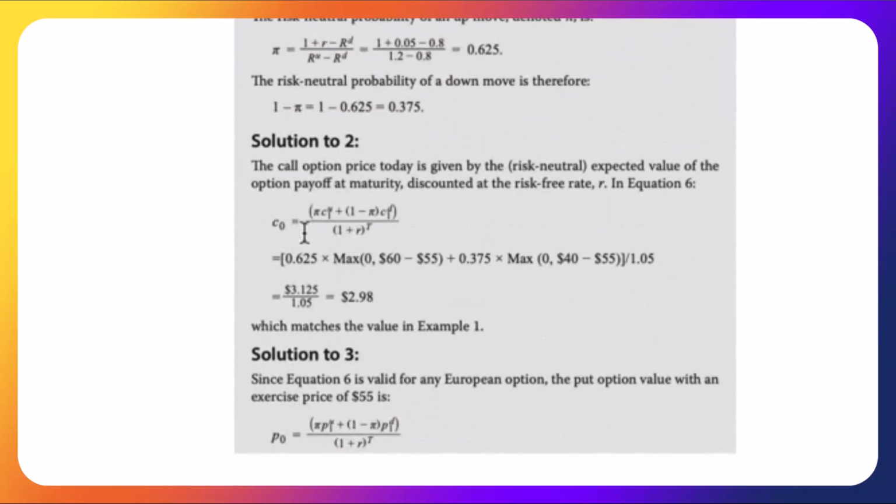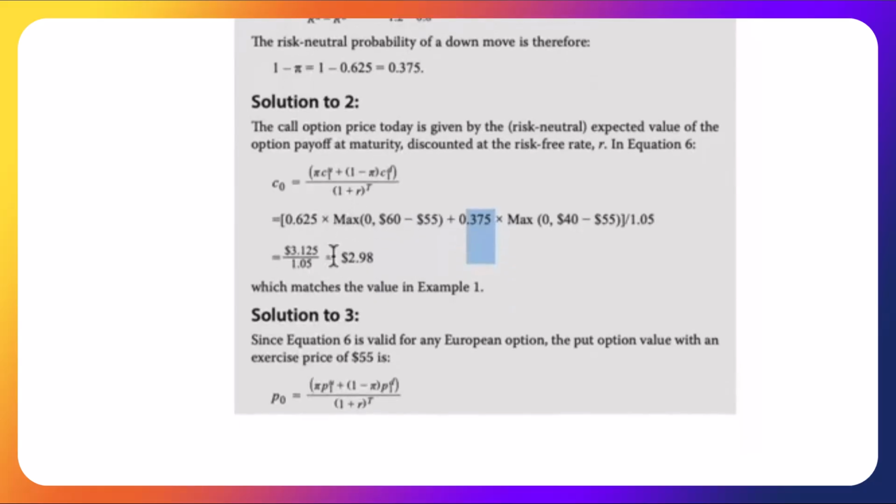Well, the call option is just the probability of an up move multiplied by its value plus the probability of a down move multiplied by its value, discounted back at the risk-free rate. We already calculated pi is 0.625, so you have 0.625 there. You'll have 0.375 on the other side, multiplied by whatever the value of the call is. Here they're just writing out the full notation. It's $5 here, it's $0 here, so it's 0.625 times 5. Discounted back at 1.05, 2.98, exactly what we got.